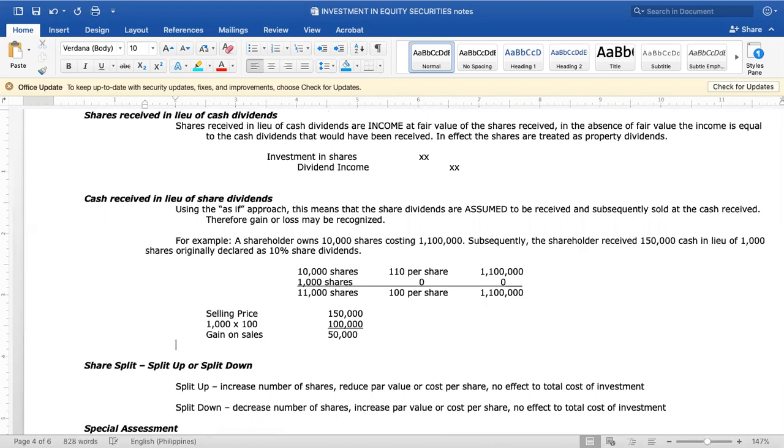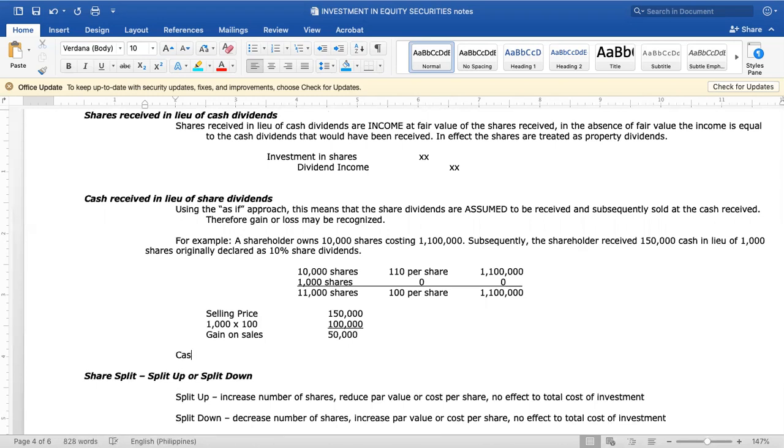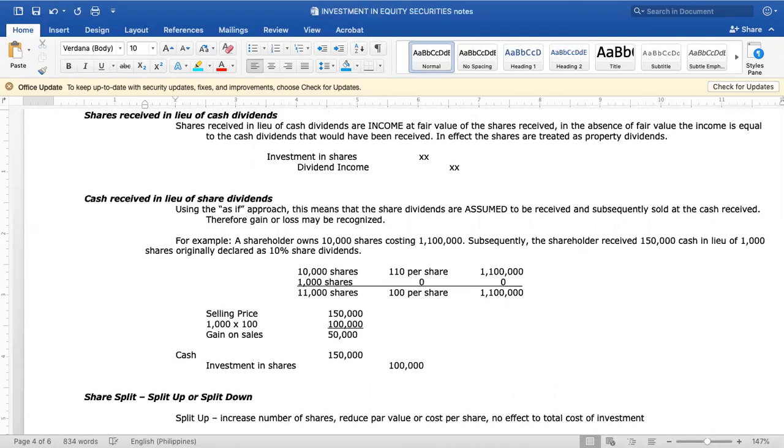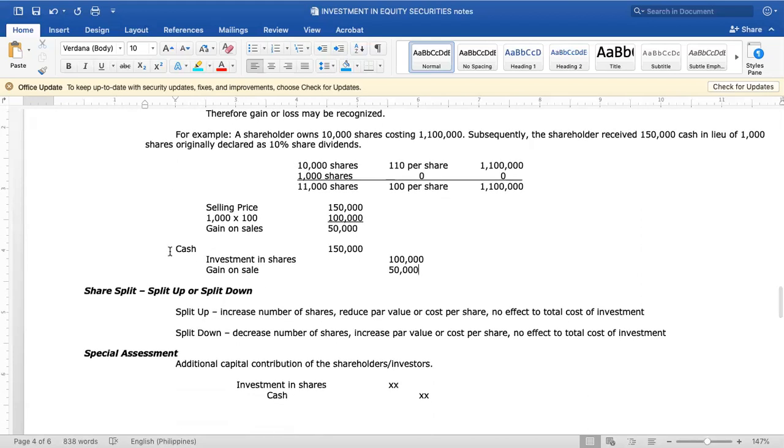So probably the entry ani, dito na ta sa gain. So receive cash at selling price 150,000. We credit investment in shares. Pila value sa to investment in shares? 100,000. Okay, when we take effect na to, na-receive na to nga share dividend, then you have gain on sale. That is 50,000. So that is how we account this type of transaction if we receive cash in lieu of share dividends.